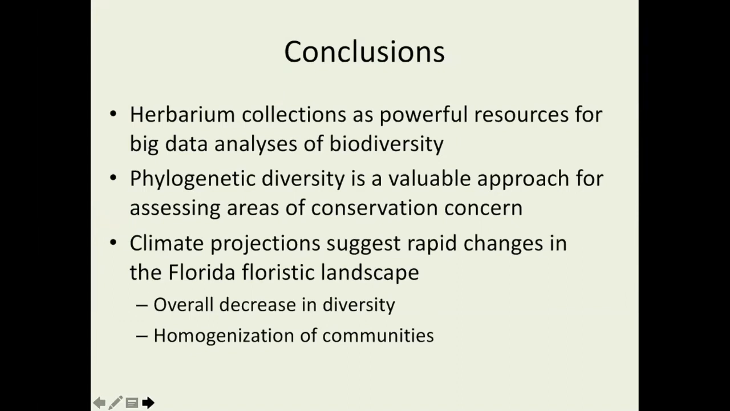Also, these climate projections that we and others are making suggest that there are going to be rapid changes in the Florida landscape, the Florida floristic landscape, and then because of association, the animals of Florida as well. So what we're going to see based on these models is an overall decrease in floristic diversity in our state. A lot of species, if they can move quickly enough, will move north. We're going to see more of a homogenization of communities during this period. And I think those are our major messages.